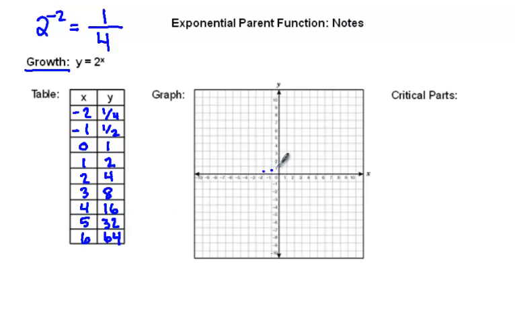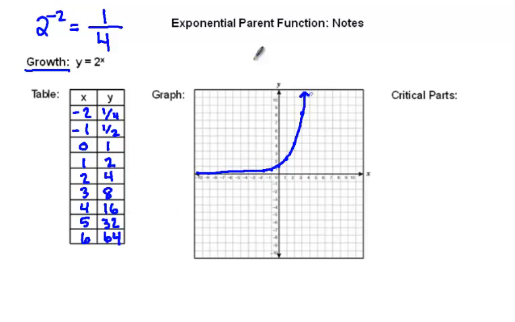And obviously this graph isn't going to be big enough to hold that point, but we plot -2, 1/4; -1, 1/2; 0, 1; 1, 2; 2, 4; 3, 8, and so on. And what you'll see is that this graph is getting really close to here, and it just comes upward.